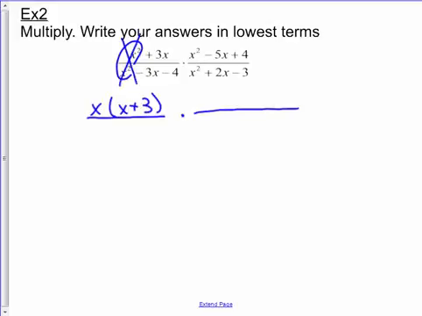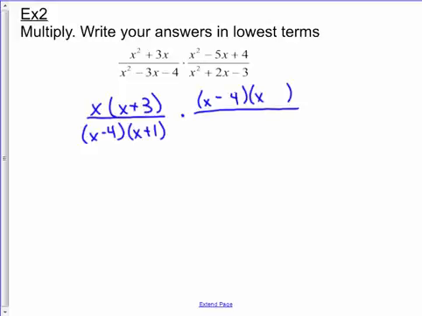I cannot just cross out the x's here, because it's x squared plus 3, x squared minus 3, x minus 4. I can't just cross those out. I have to factor everything to get everything to be multiplying together. So I factor the bottom, x minus 4, x plus 1. I'm going to factor the top, x minus 4, x minus 1. And on the bottom, x plus 3, x minus 1.